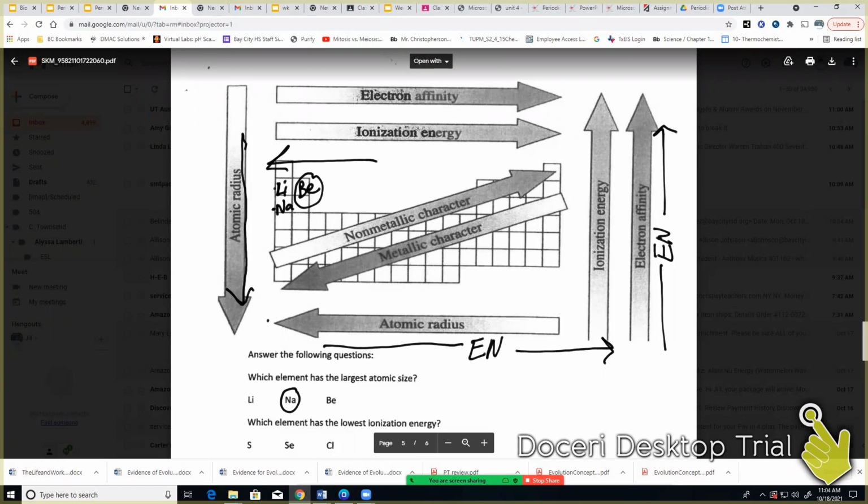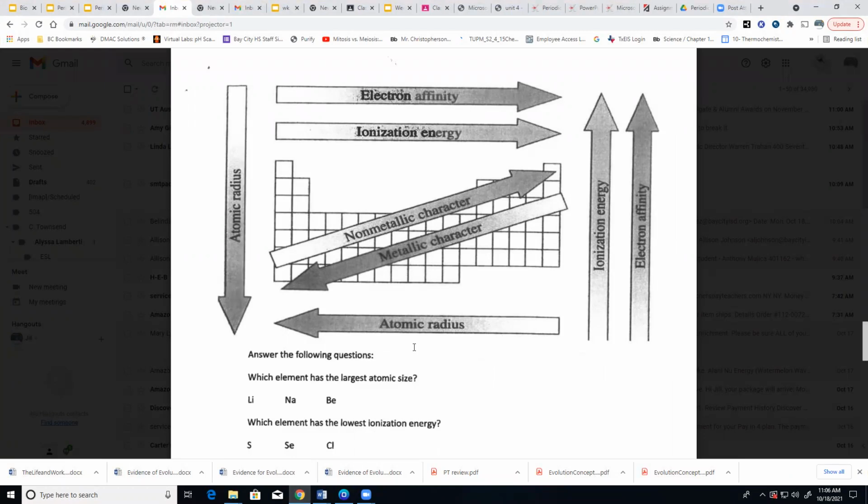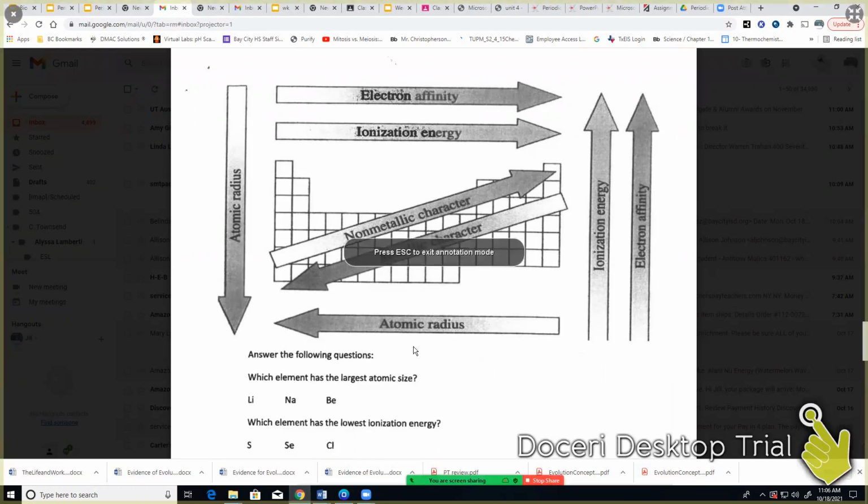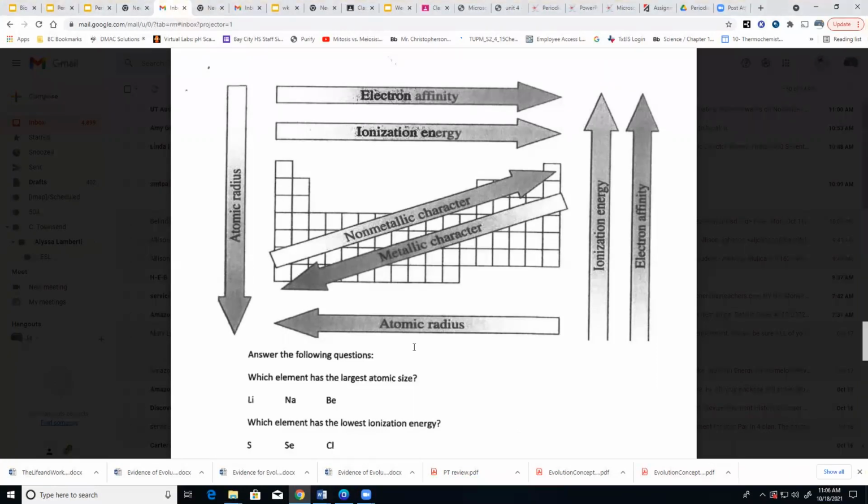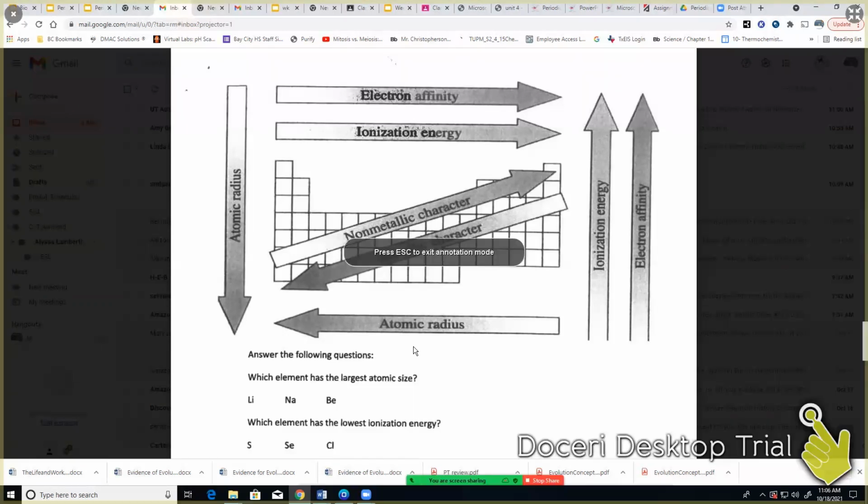We also said that on that particular one, since we were looking at the largest, the largest of all would be francium. So if you looked at those three and saw which one was closest to francium, you would come up with sodium again. All right, the next one, which element has the lowest ionization energy? That's exactly right.